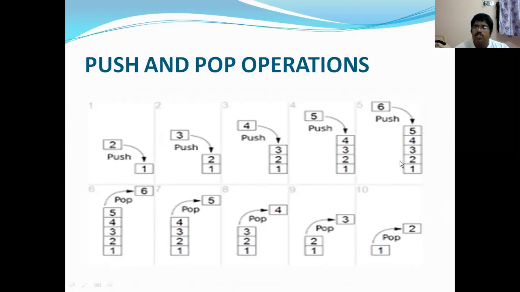That means, whenever I perform a pop operation, the data that was inserted last, that means 6, is going to be retrieved first. Next, what is the topmost element? 5. That is going to be retrieved in the second cycle. Next, the topmost element is 4, retrieved when we perform the third operation. So this is about push and pop operations. I hope you all understood very well.